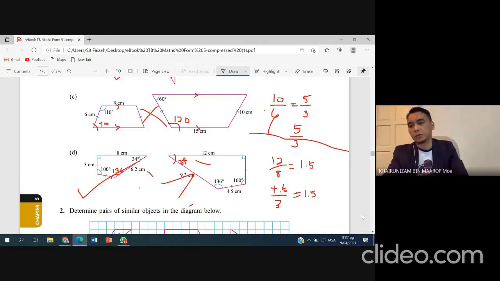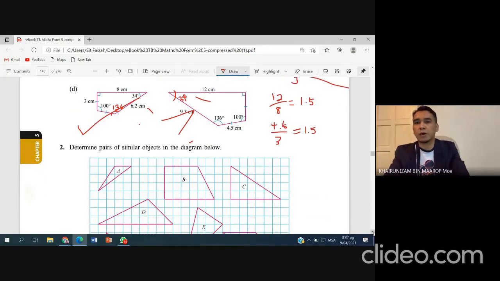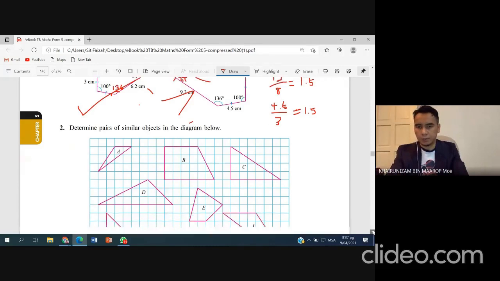Okay, that's how to determine the similarity of geometry objects. First, you look at the angles, and all the angles must be equal. And then we find the ratio of the sides. The ratio of the sides must be all equal. All right. Okay, next, number two.